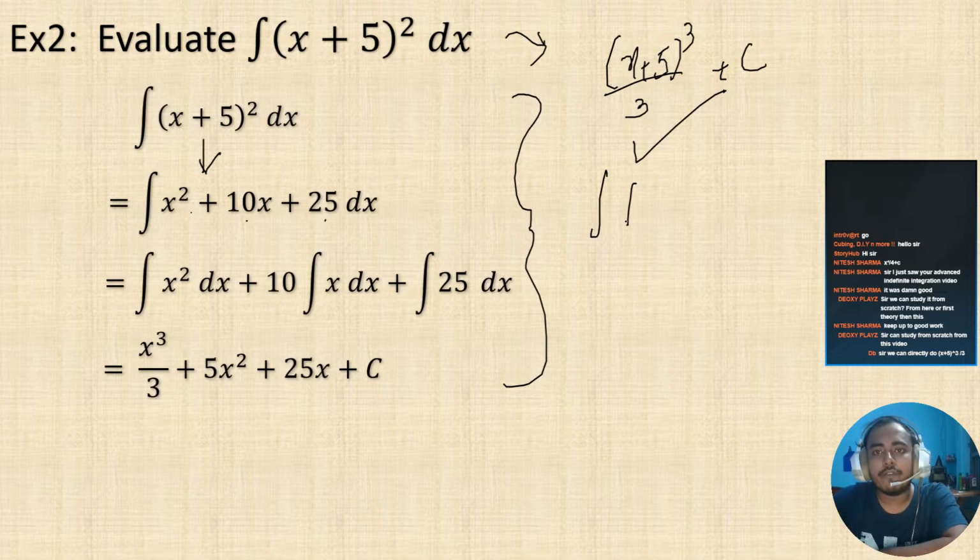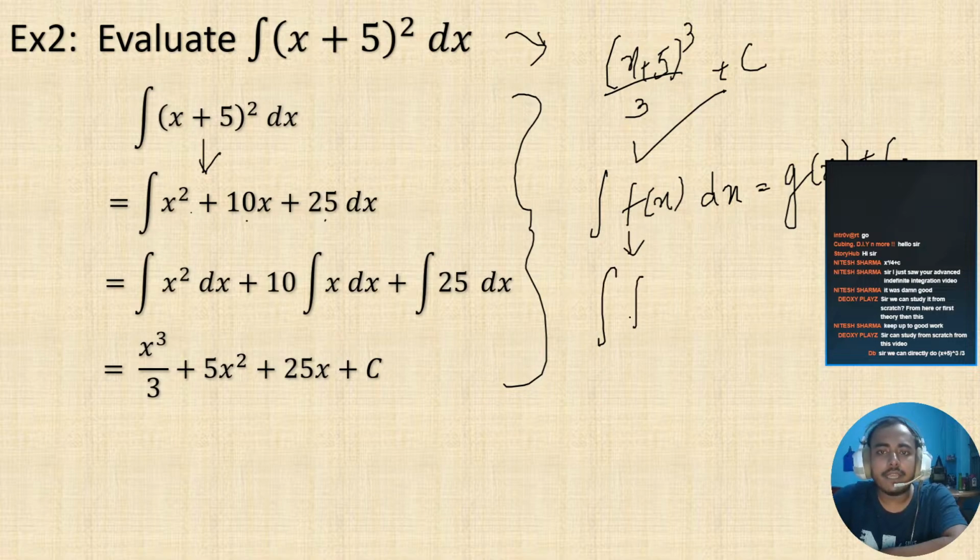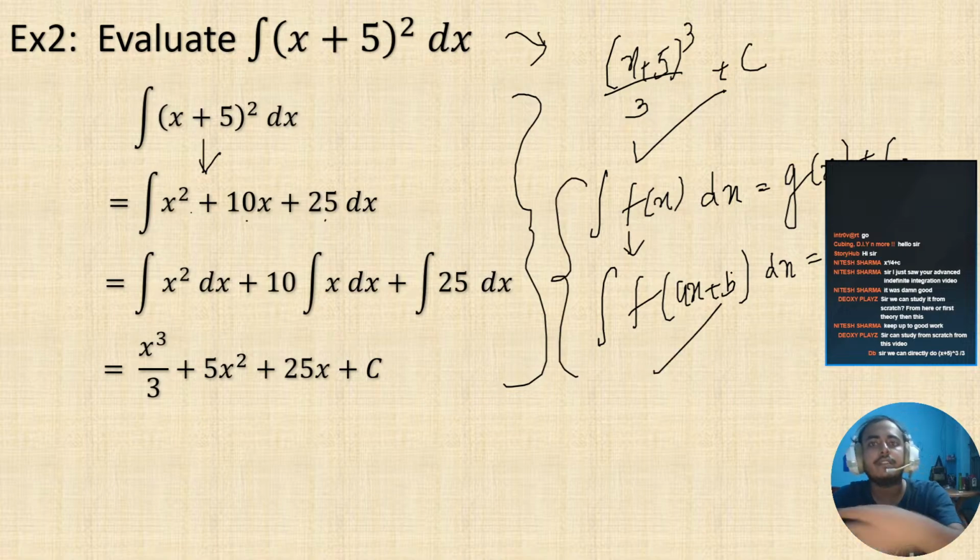This is true because if you have a function f of x dx whose value you get, let's say, as g of x plus c, for any function f of x and g of x. Now, if you have the same thing but with a linear combination, f of ax plus b dx, then you get the same answer, but you get it like this: 1 by a g of ax plus b plus c. This is the general rule.